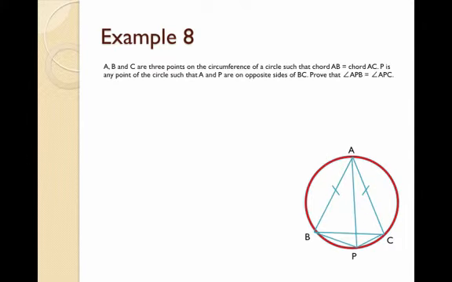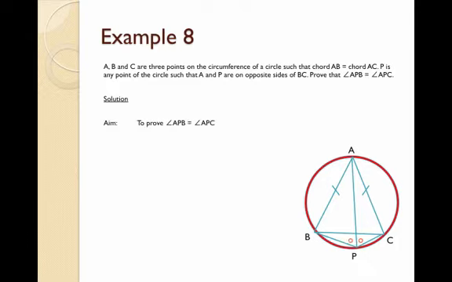Our second example is a long one. It says that A, B, and C are 3 points on the circumference of a circle, such that the chord AB is equal to the chord AC. P is any point on the circle such that A and P are on opposite sides of BC. We are asked to prove that angle APB is equal to angle APC. Take a minute to draw this example and try and work it out for yourself. Note that there is an isosceles triangle in there, and we just learnt that angles in the same segment are equal to each other.